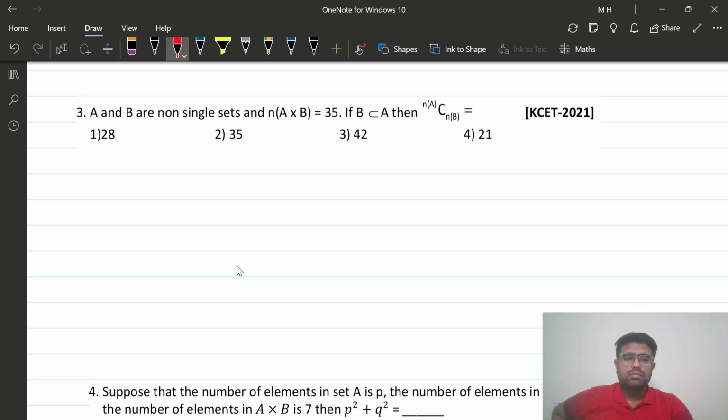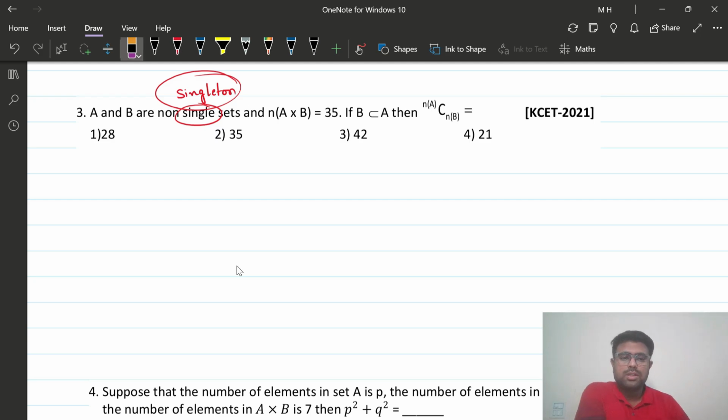Fine. Coming to question number 3, what does question number 3 say? If A and B are non-singleton sets, what do you mean it's not non-single? I can just say it is non-singleton sets.